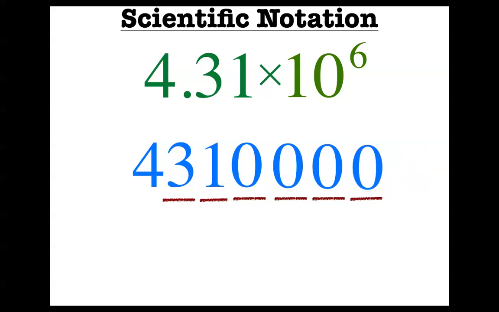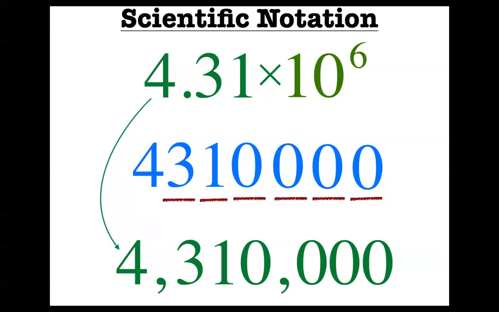So 4.31 times 10 to the 6th power in standard notation is 4,310,000. Okay, notice the decimal moved 6 times because of the 6 exponent.